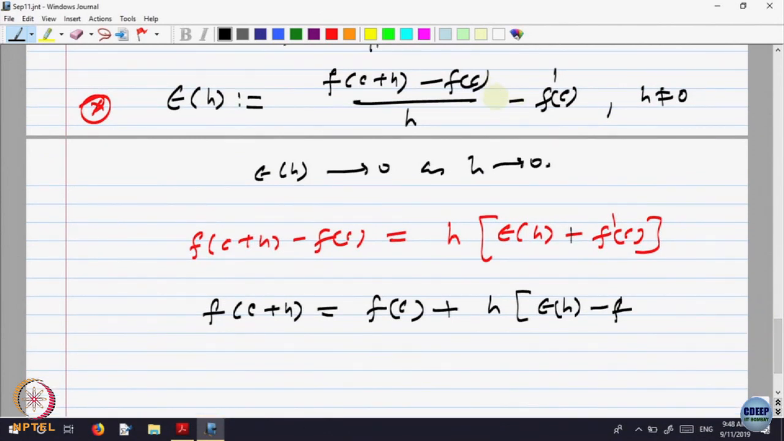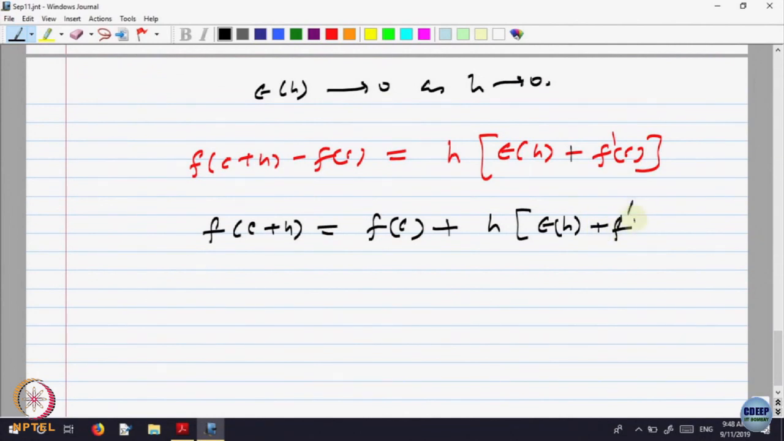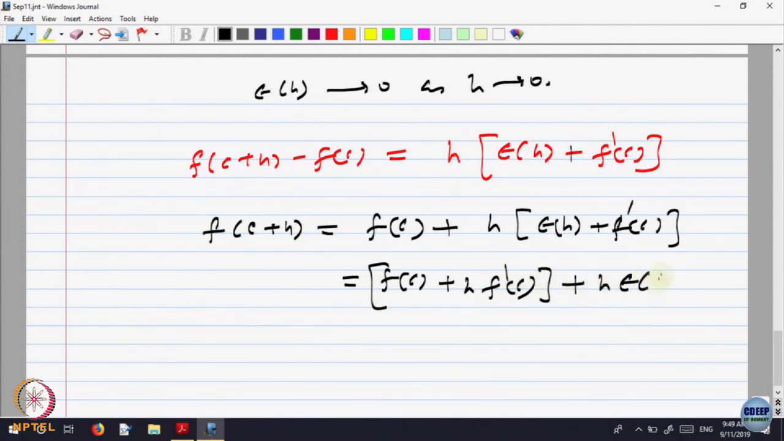H times f of c. So, I have taken it, that is plus, plus f dash of c, right. So, let me rewrite this as f of c plus h times f dash of c plus h times epsilon h. I have just rewritten that equation.